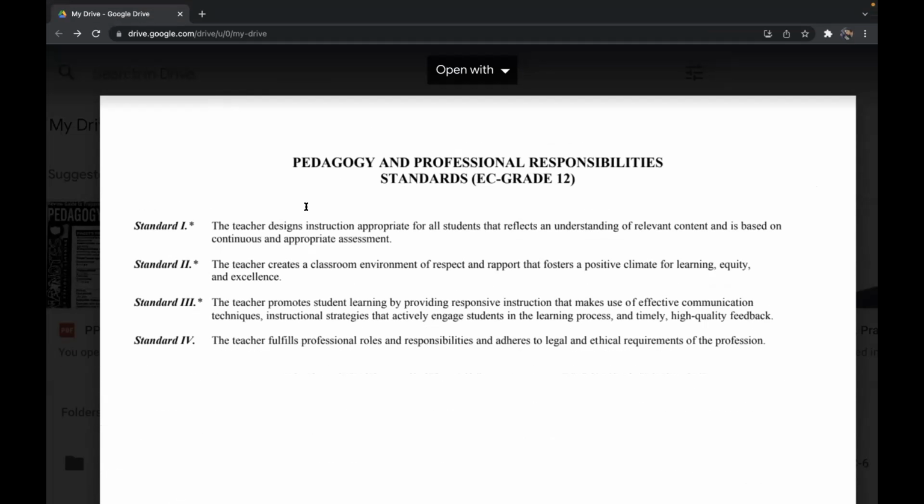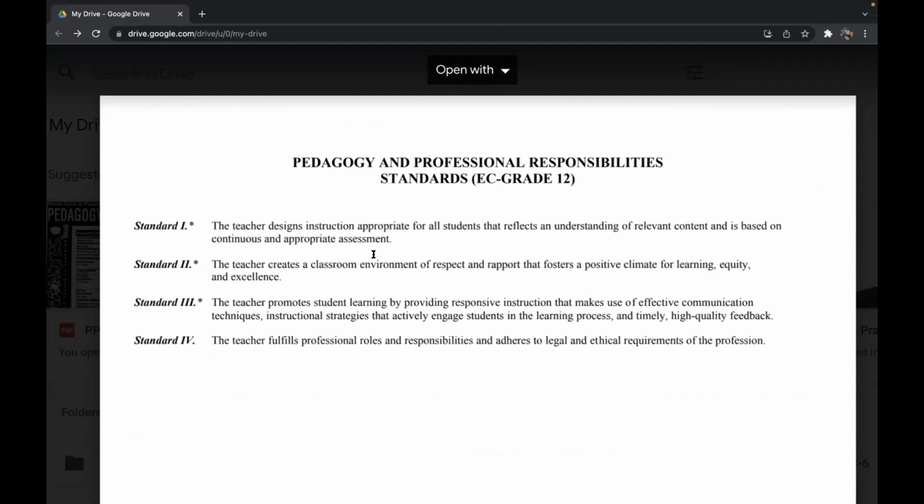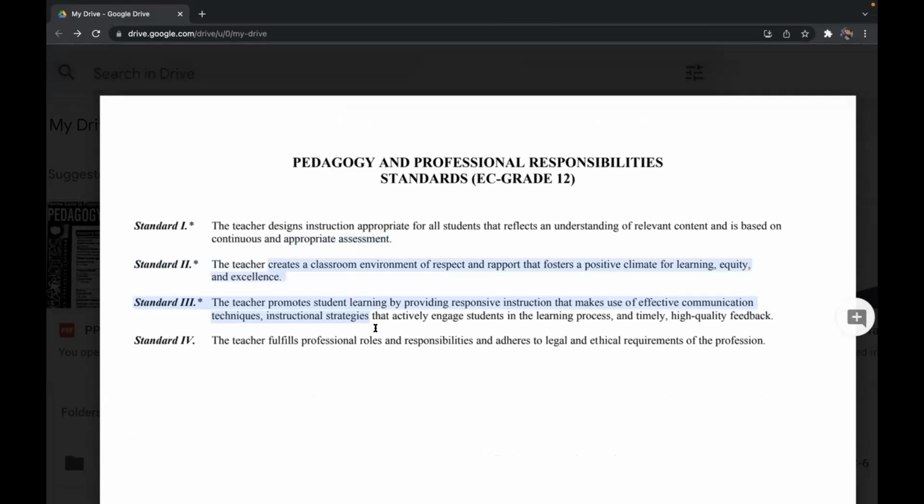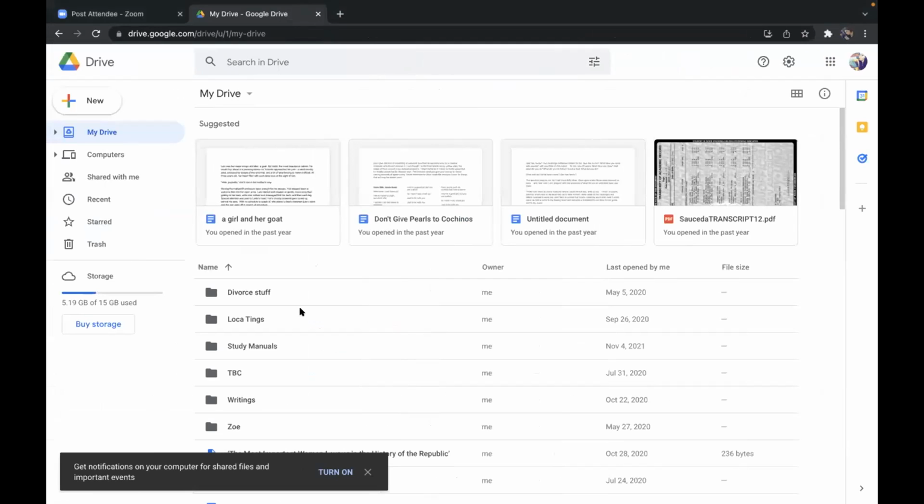Why is this not working? Come on now. Okay, guys, hold on. I don't know what is happening. Okay, there. It opened it somewhere else, I guess.